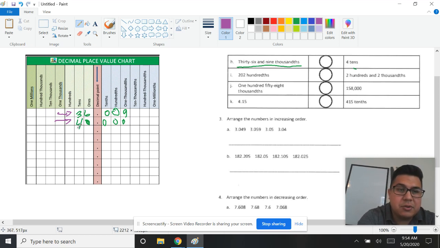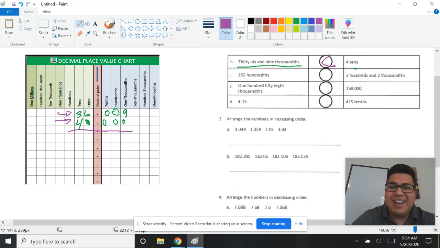When we look at these two numbers in the tens, this one has a 3 and this one has a 4. So which one's greater? Yeah, this one right here. So 4 tens is going to be greater than 36 and 9 thousandths. And remember Mr. Chicken. Mr. Chicken eats the biggest number, the greater number, because it's a hungry chicken dinosaur.